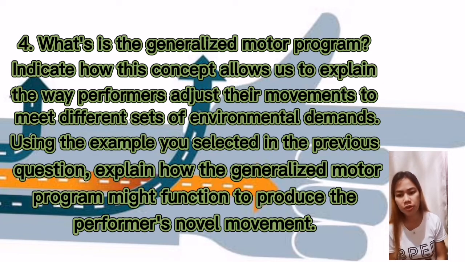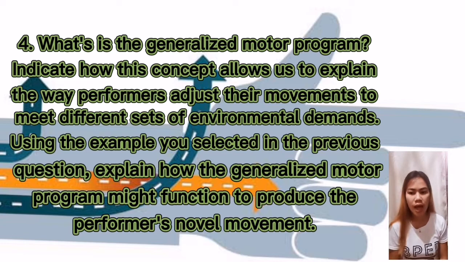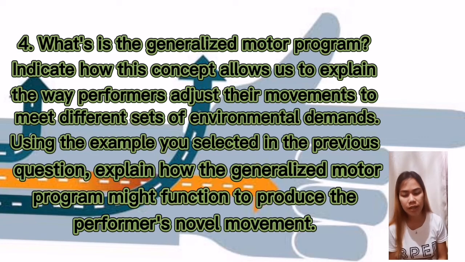The function of the generalized motor program in the production of a performer's novel movement is that the action is stored in memory, and that unique pattern of activity will result whenever the program is executed. Just like the pilot, there are so many different wrist, hand and arm movements he executes to fly, and he performs them correctly with the use of his brain. Another example is the professional golfer.